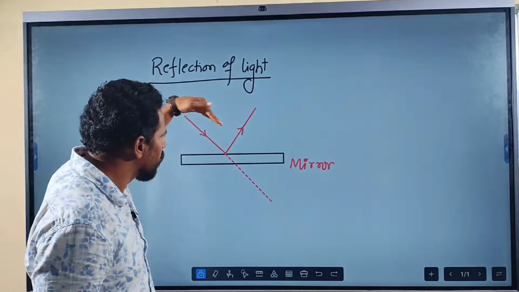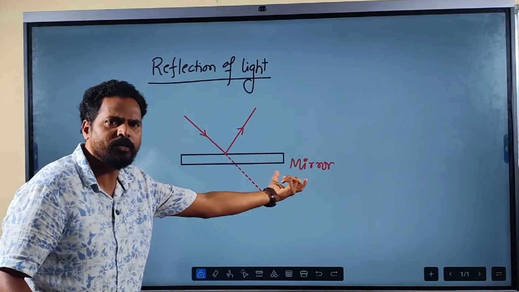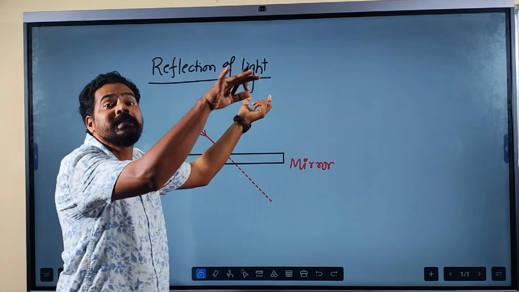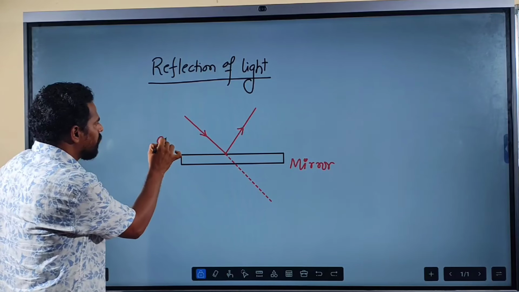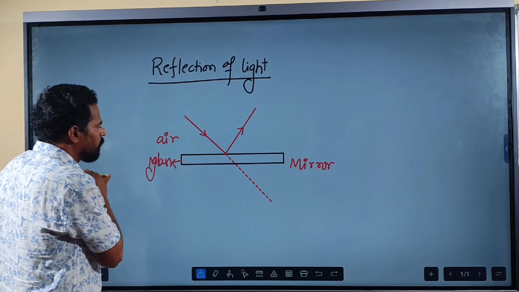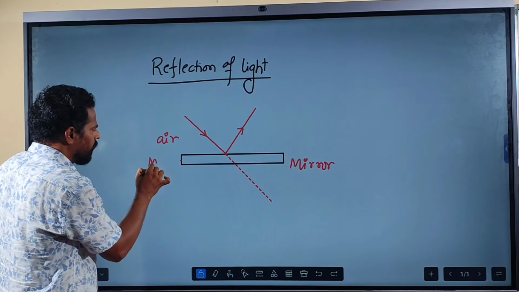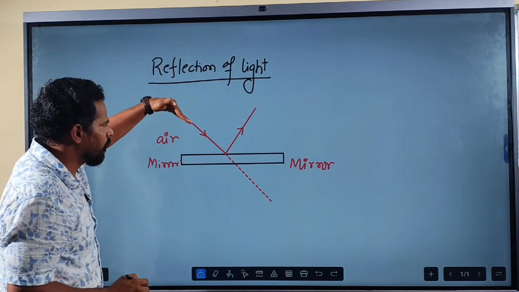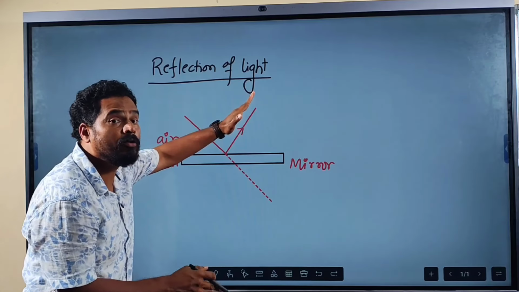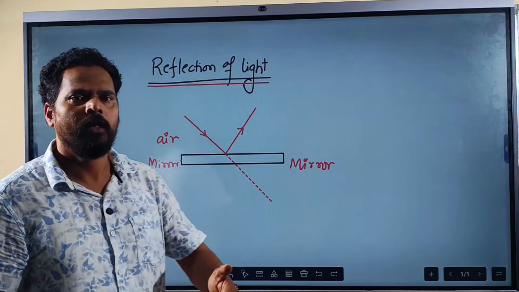Or we can say that when a ray of light falls on a well-polished surface such as a mirror, the ray of light bounces back to the same medium. Here, this is the air medium, and this is considered the glass medium. So the mirror is another medium. When a ray of light falls on the polished surface of a mirror, it bounces back to the same medium. This phenomenon is called reflection of light.